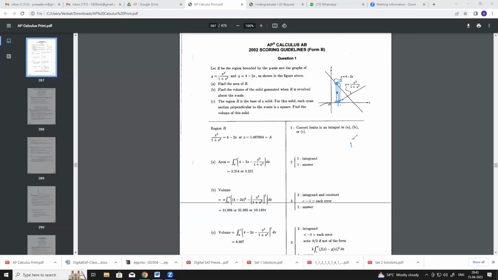So the integral of area under the curve, from 0 to a, of f of x whole square into dx. 4 minus 2x minus the other curve, whole square into dx. We did this yesterday, parallel and perpendicular. Volume is the integral of area, and the area of the square is side square. So 4 minus 2x minus x cubed by 1 plus x square, whole square into dx. That is how we are going to get to the answer. Correct, right? Now we'll see.